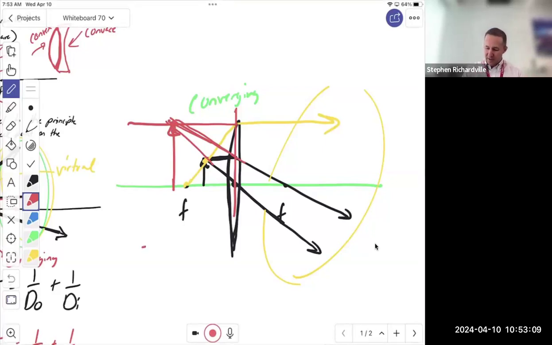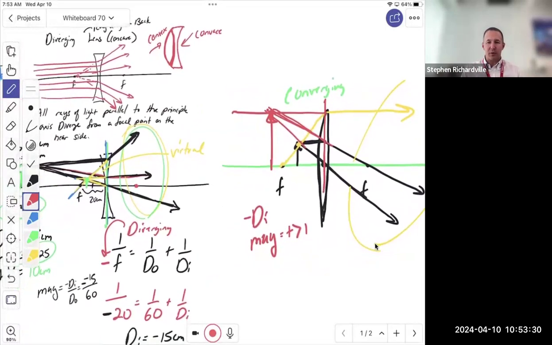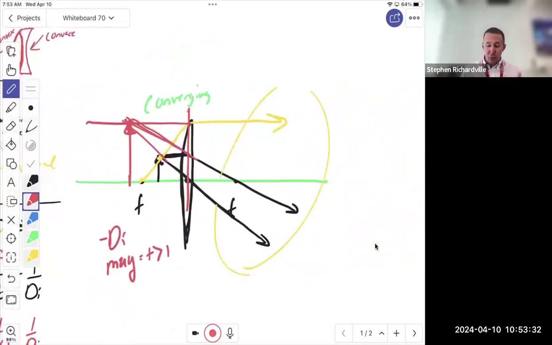So here I expect a negative DI. It's converging, but you're still going to get a negative DI. I'm going to get a mag that's positive and greater than 1. It's upright and it's big. And then my height's pretty easy to calculate. So when you get that converging where you're inside the focal, it's pretty tough. Treat it kind of like you're diverging. It's similar, but I still have to do the rules for converging, right?